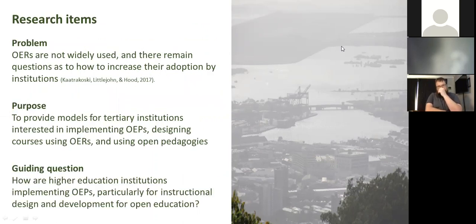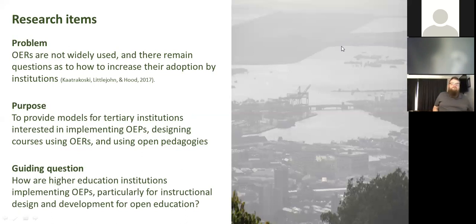To define my research a little bit, the problem that I'm addressing is that OERs are not widely used, and there remain questions as to how to increase their adoption. I bounce a little between the terms adoption and engagement. In one of Adrian's publications in 2017, based on his PhD research, he talked about the difference between them. Adoption is more, oh, we accept the use of OER, and engagement is more about really getting your hands into OER. I bounce between the two, but I take on the meaning of OER engagement.